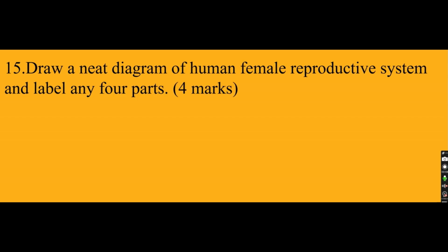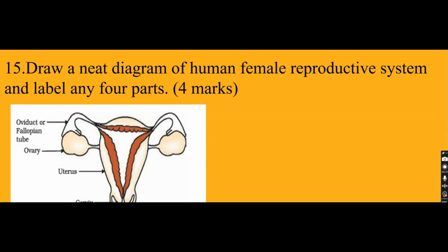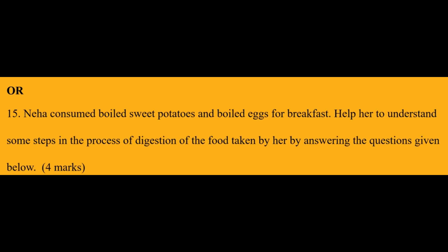Draw a neat diagram of the human female reproductive system and label any 4 parts. 4 marks question, so that means every part carries 1 mark. This is an OR question. Neha consumed boiled sweet potatoes and boiled eggs for breakfast. Help her to understand some steps in the process of digestion of the food taken by her by answering the questions given below. This carries 4 marks.